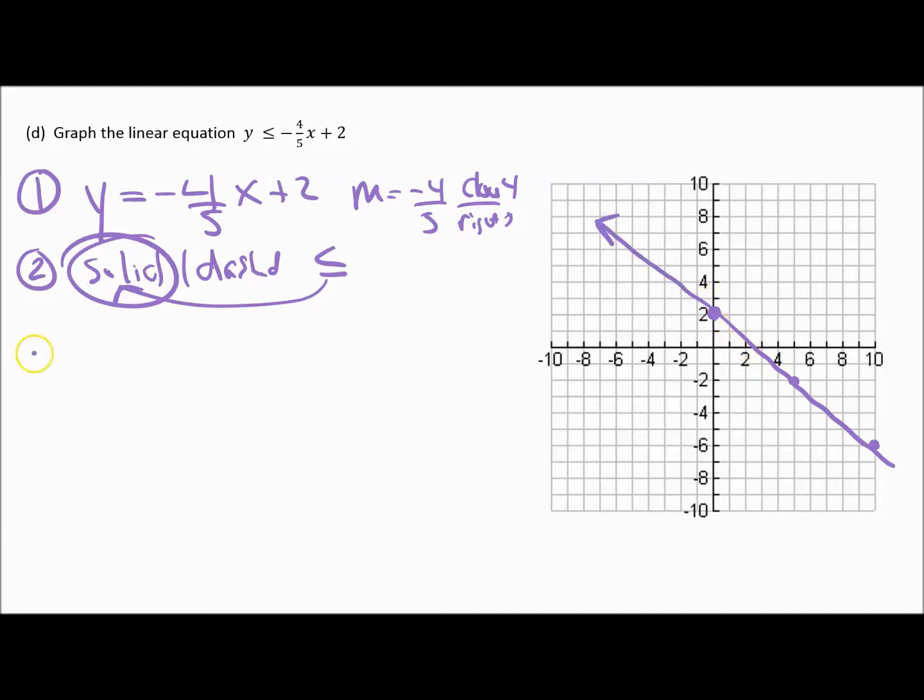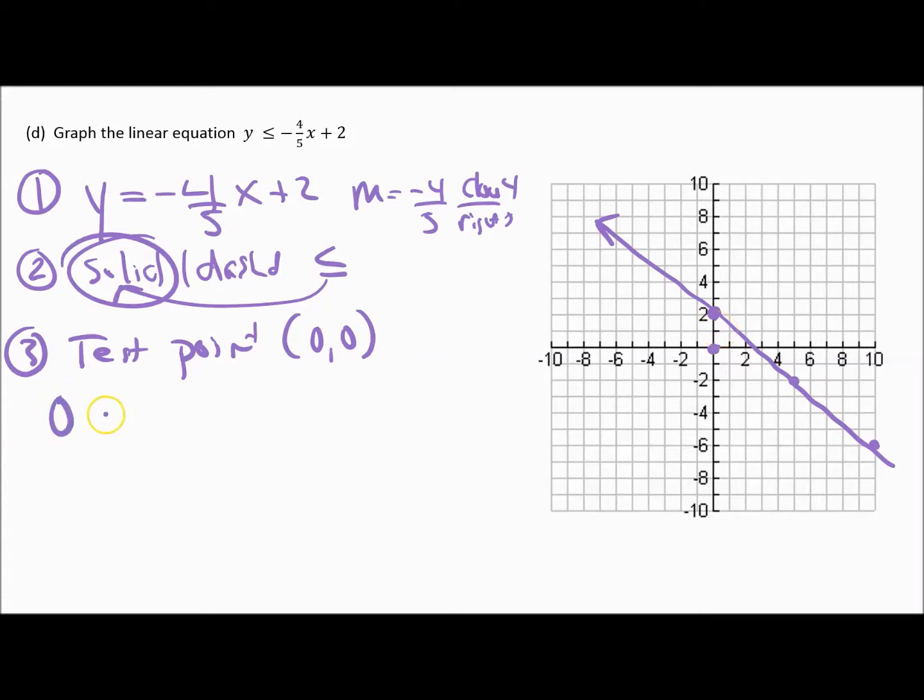There we go. Step 3, we need a test point. We need to test some point that does not live on that line. And 0, 0 to me looks perfect. The line has no chance of going through 0, 0. It's right here. Okay? So if it's true, I'm going to shade this side. If it's false, I'm going to shade the other side.